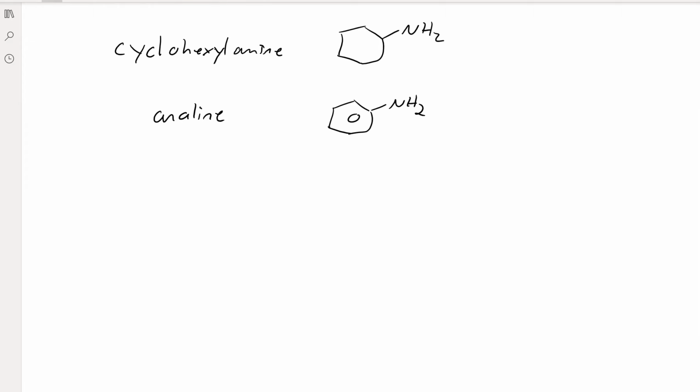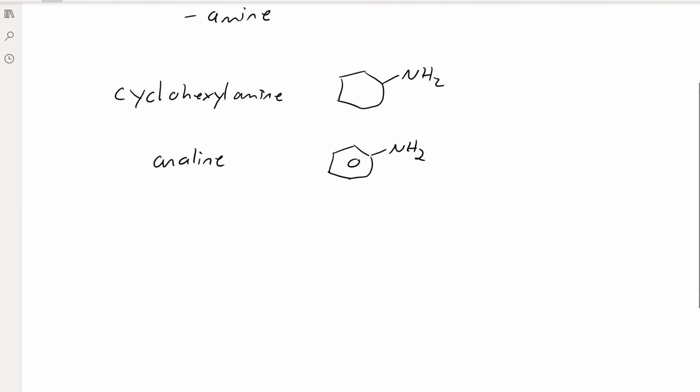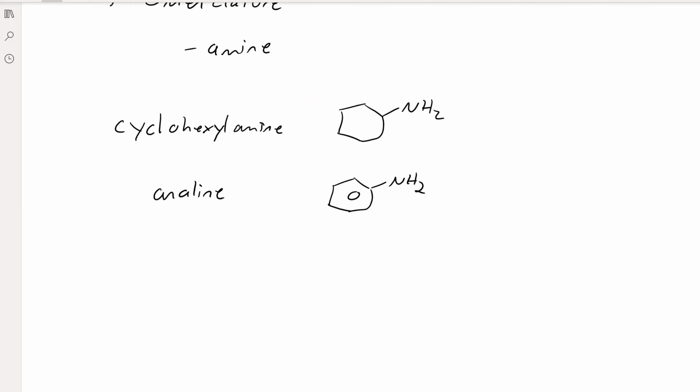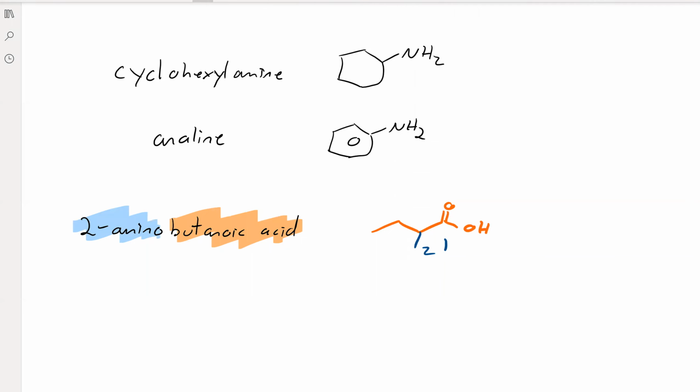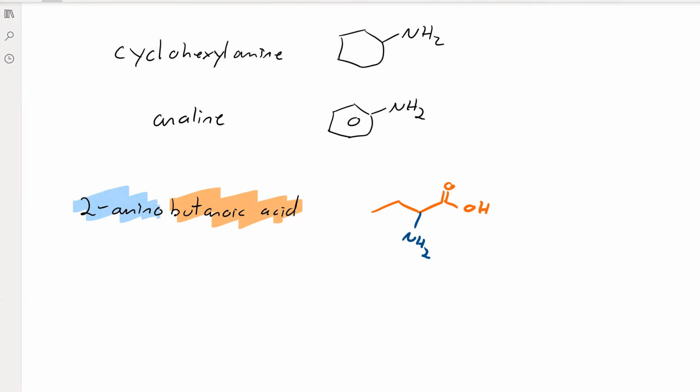And then, of course, we can have other compounds with amines. If there's other functional groups that take priority over the amines, instead of ending with amine, it'll start with amino. So for example, 2-amino butanoic acid, right? The butanoic acid part, 4 carbons long, carboxylic acid. And then on the second carbon, 1, 2, we have an amine. So there's our 2-amino butanoic acid.